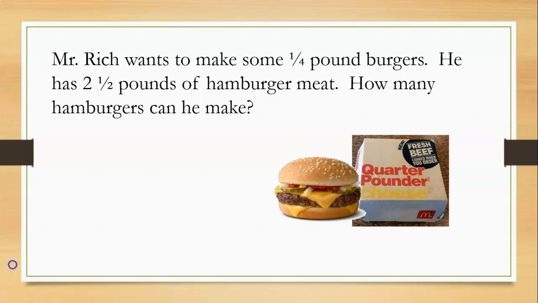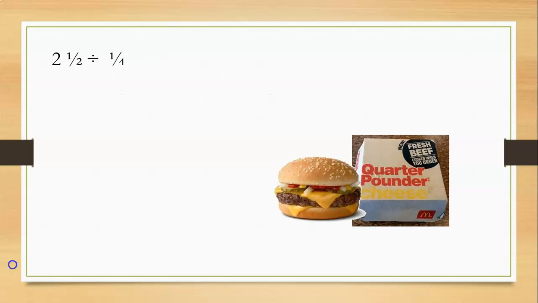I think most people can see that this is a division problem, but you have to be careful with division problems because the order matters. Are we dividing the 1/4? Or are we dividing the 2.5? Well, in this case, we are dividing the 2.5 pounds of hamburger meat into 1/4 pound burgers. So it's 2.5 divided by 1/4.